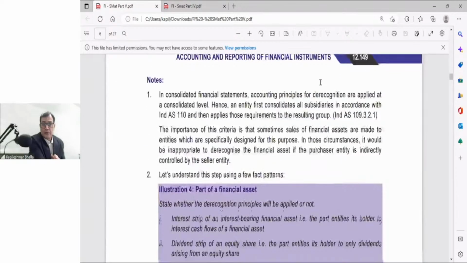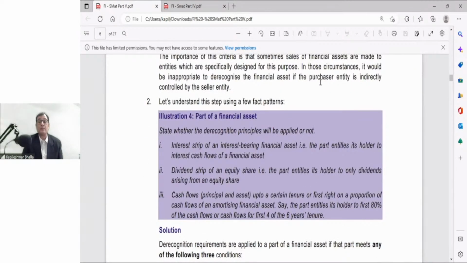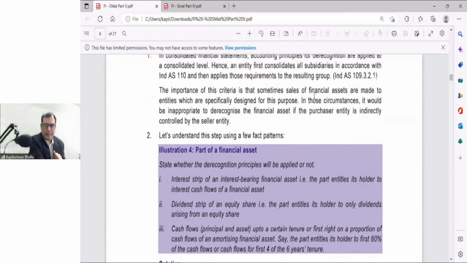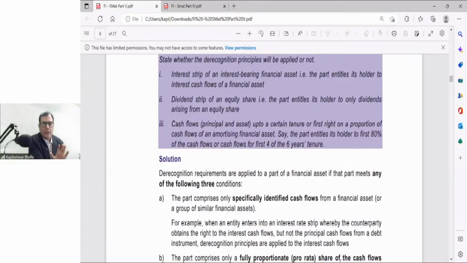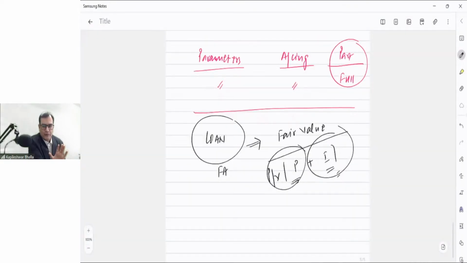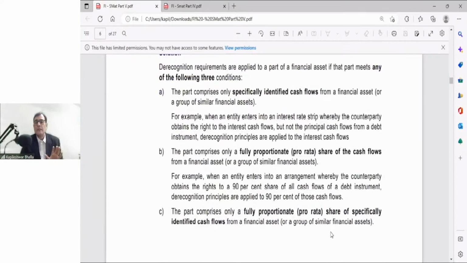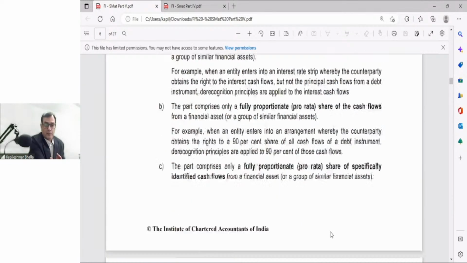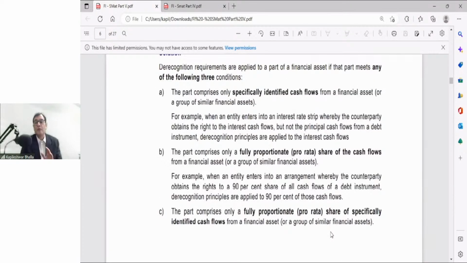This illustration 4 and 5 is devoted to the concept of identifying whether a derecognition of a component of the asset or part of the asset can take place or not. Now, hear me very carefully. This is slightly tricky, and you might tend to get confused on this. So just hear me very carefully as I read. There are 3 cases which you can see on the screen in the study material on unit number 5, page number 12.149.